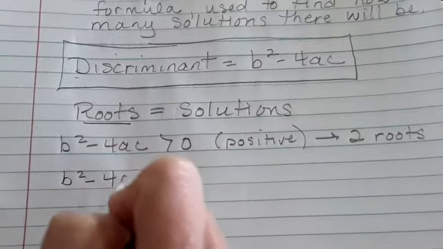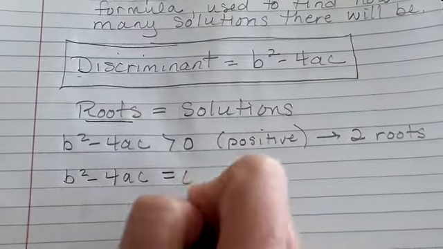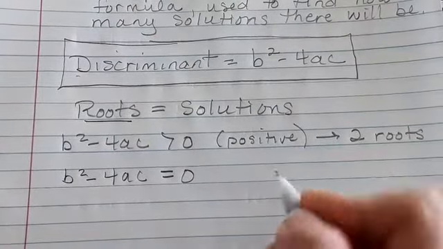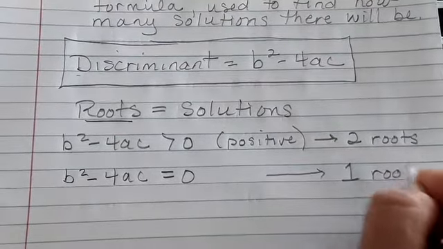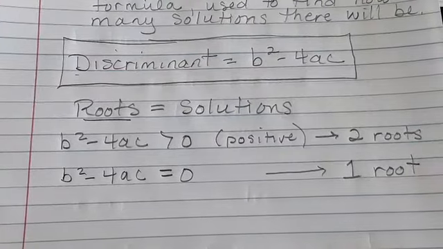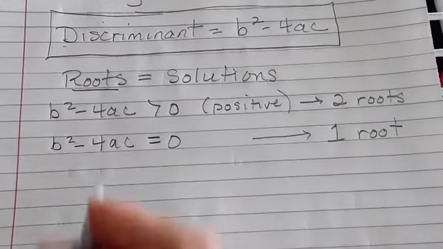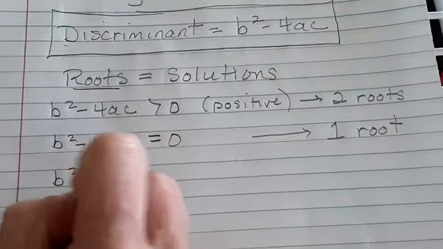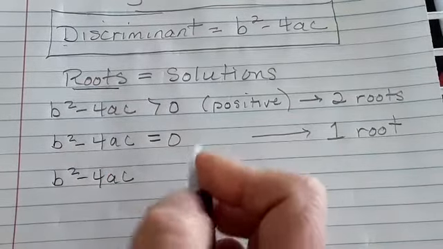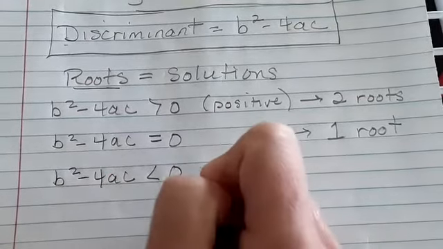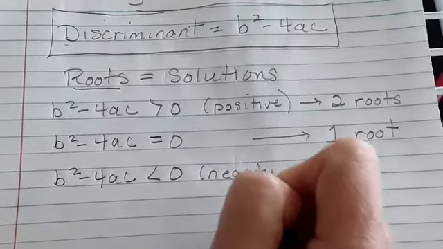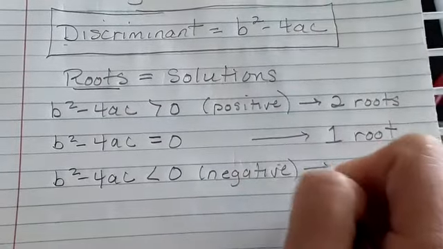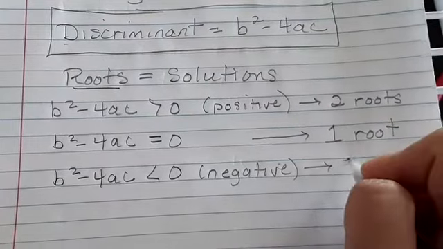Now, if the value of your discriminant is equal to 0, you're going to have only one solution, or one root. And then if your discriminant is less than 0, meaning you have a negative number, you will have no solution.